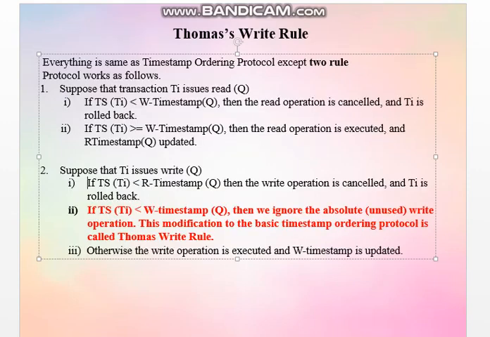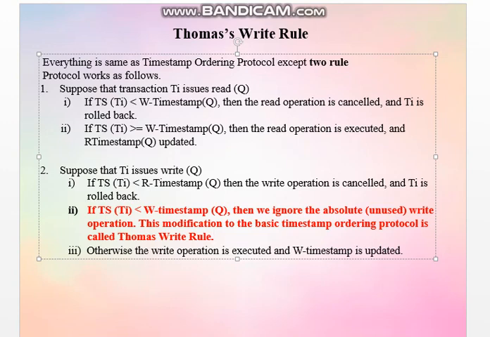So see here, this is the second condition. If Ti has a lesser timestamp than the write timestamp, then we ignore the obsolete, unused write operation. Why is it called obsolete or unused? Because it is a blind write. It is not reading any value, it is just updating the value. This modification to the basic timestamp ordering protocol is called the Thomas Write rule.